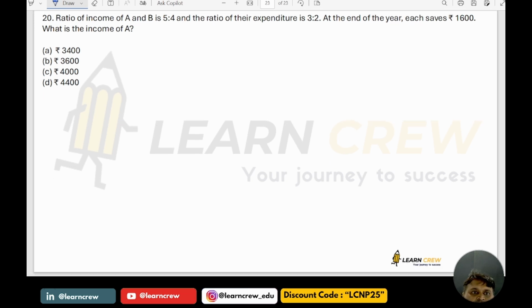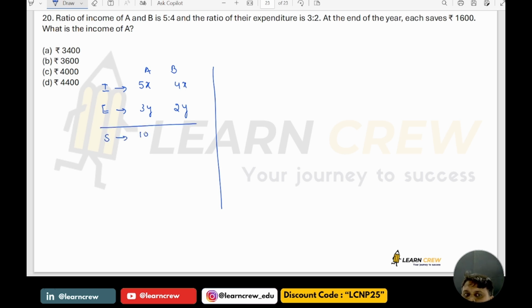Question number 20. The ratio of the incomes of A and B is 5:4. So I am explaining the traditional procedure first. Income is 5x for A and 4x for B. And their expenditures are 3:2. So one is 3y, the other is 2y. Each saves 1600. So saving is income minus expenditure. Each saves 1600. Okay. So what do you understand now?